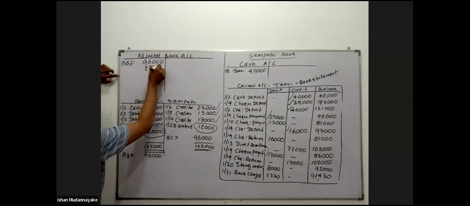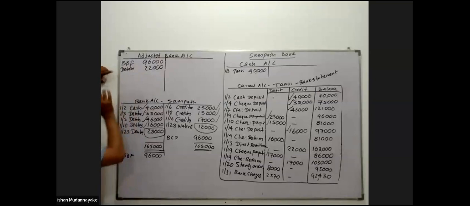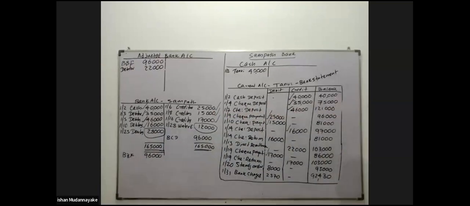Debit 22,000. We write down debtor. Adjusted bank account debit 22,000 debtor. That is direct remittance. That 22,000 is direct remittance. You need to adjust your balance by debiting 22,000.